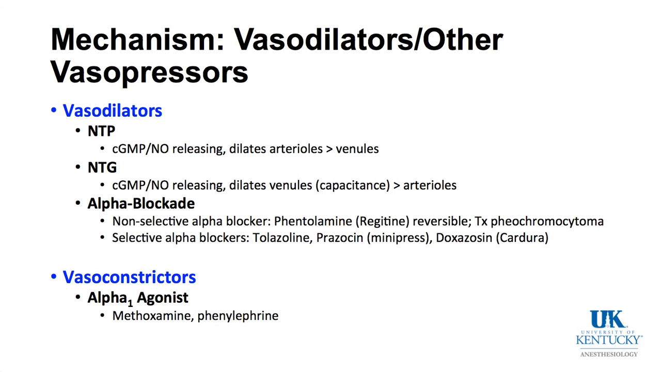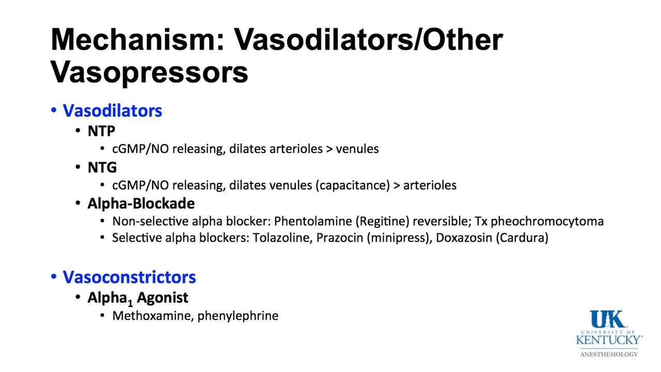Alpha blockers: there are non-selective and selective alpha blockers, and some of these drugs are used to prepare patients, for example with pheochromocytoma, for whom you want to provide alpha blockade before surgery, and some are still used to manage hypertension. Phentolamine, or Regitine, is reversible and is used to treat pheochromocytoma. That is a reversible block of the alpha receptor, while selective alpha blockers like tolazoline, prazosin, Minipress. Prazosin, Minipress was one of the commonly missed questions in 2015, a gap in knowledge, that it's a selective alpha blocker.